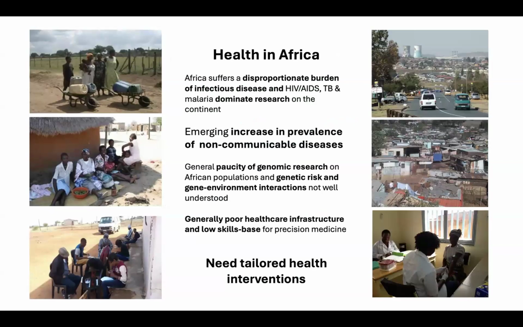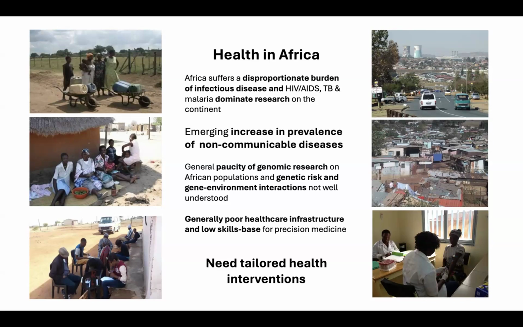But I often think about health in Africa and the fact that we disproportionately have this burden of not only infectious diseases, but also non-communicable diseases. But there's no question that research has been dominated by infectious diseases. And what we're now seeing is this increased prevalence of non-communicable diseases. So it's really important that we understand the genomic components to these diseases and think about how, given our poor health infrastructure generally, we can actually use this information to tailor interventions.